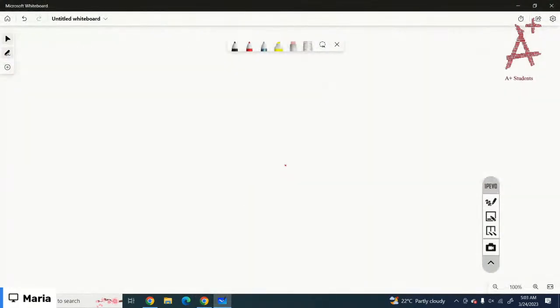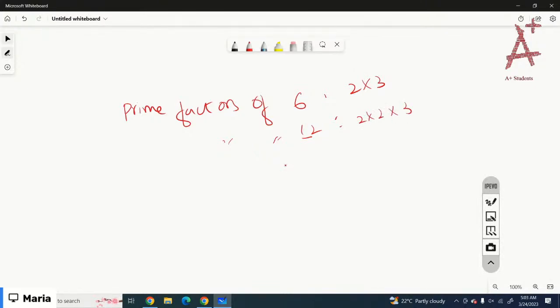So, sorry, prime factors. Let's just write down the prime factors of 6 and 12. The prime factors of 6 are 2 times 3. And the prime factors for 12 are 2 times 2 times 3. So the common factors: 3 is common because both of them have 3. Then 2 is common. So these are the common factors, 2 times 3, and you are left with just 2.